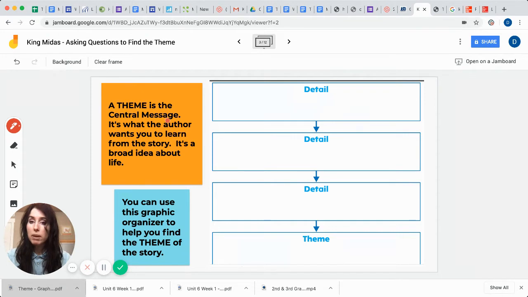A theme is the central message. It's what the author wants you to learn from the story. And it's a broad idea about life. So it's something that you can take and apply to your very own life. And so that's why stories that have themes apply to us, because we're supposed to take what we learn and make it a part of our life so that we can make good choices. It provides us with knowledge and wisdom, so that we don't need to make the same mistakes that these characters make. Okay, and I have provided this graphic organizer to help you find the theme of our story today.